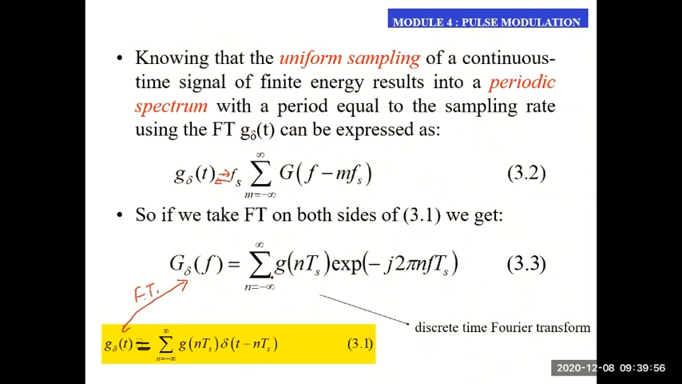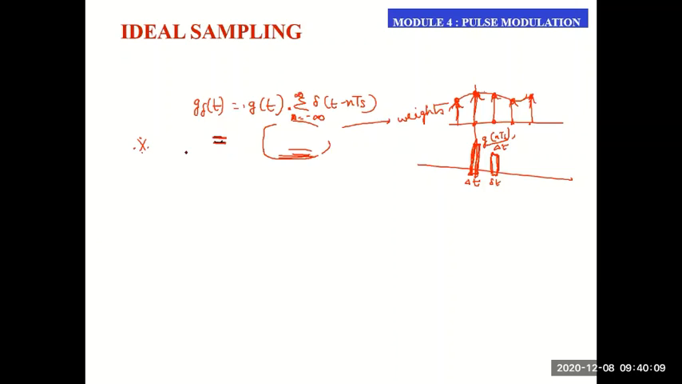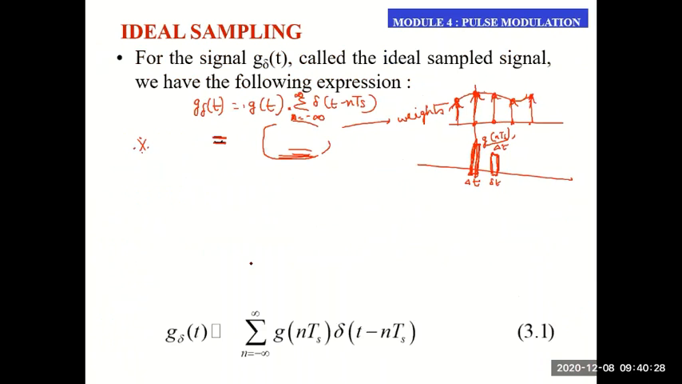Ma'am, the other slide you showed, can you show that again? This one? Yeah. In that 3.2, how did we get that? 3.2 was from the initial derivation here. This was when we considered this as g of t into summation of the impulses and we directly converted to the frequency domain, then we got this. Okay, yes ma'am, thank you. This is 3.2.